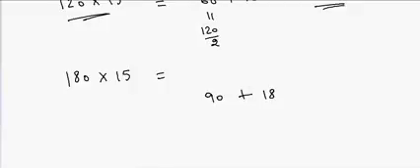So again, if I have 180 to multiply by 15, that will be equal to half of 180 is 90 plus 180, so 18 and 9, that's equal to 27, right? 2 zeros in the end, so that's our answer.